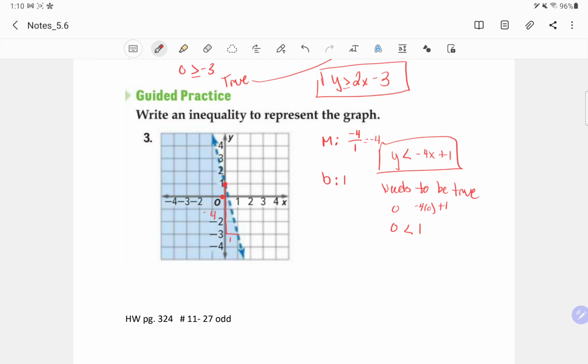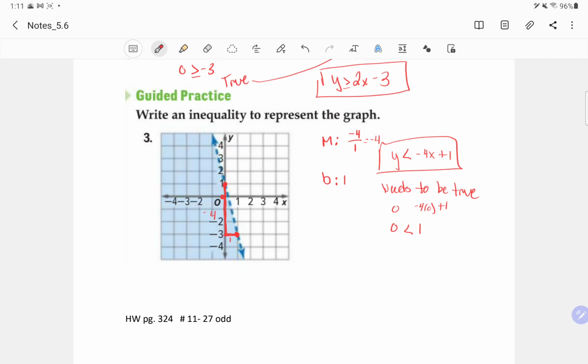Okay, so when I went to do this, I found my b first. My b crossed at 1, so I put 1. For my slope, I counted what I needed to do to get to the next point where it crossed. So I went down 1, 2, 3, 4, so I got a negative 4, and I ran 1. So it was negative 4 over 1. I went to the right one, so it was a positive 1 on the bottom.